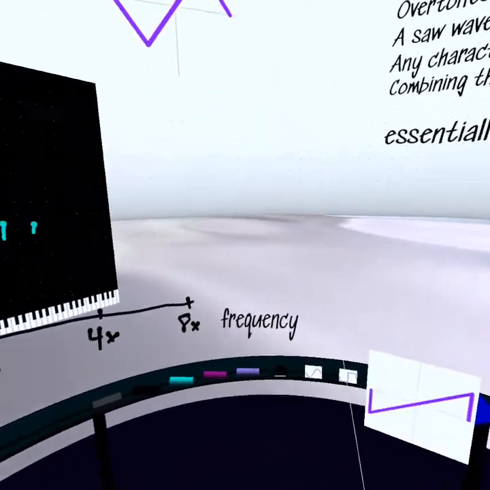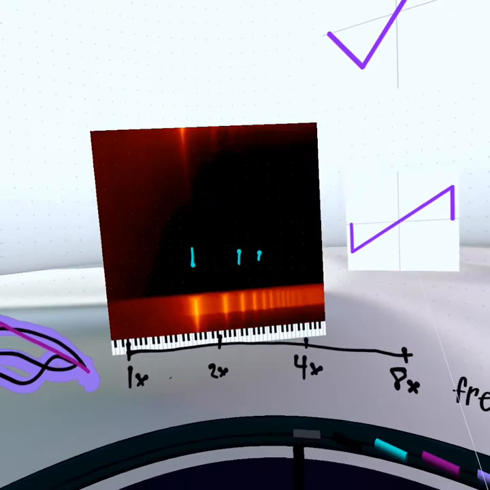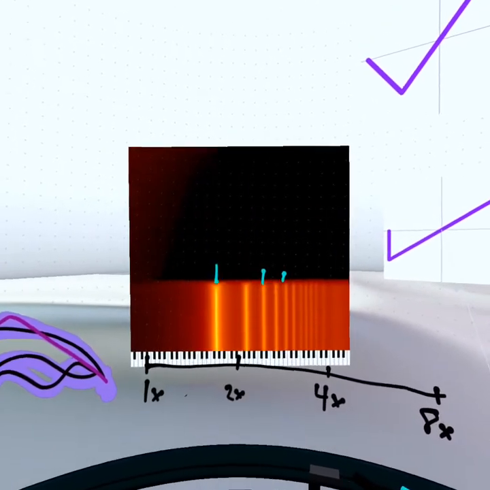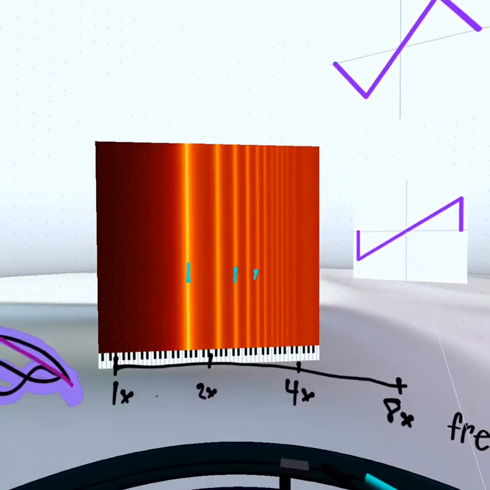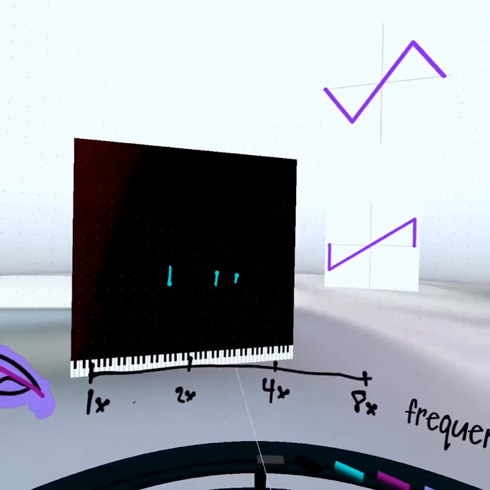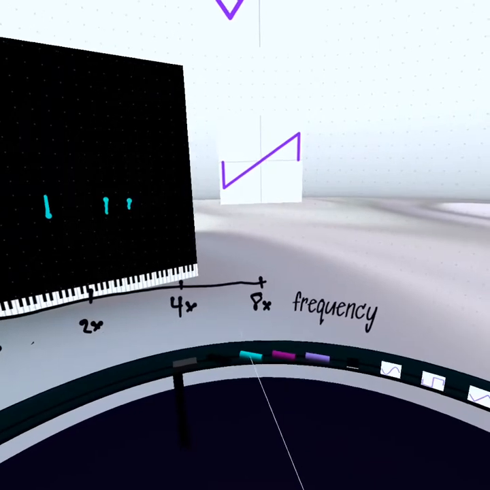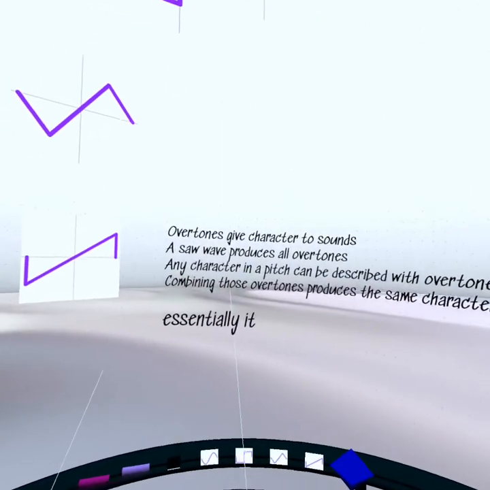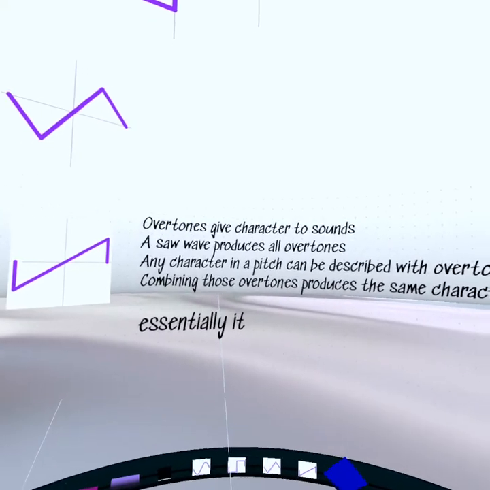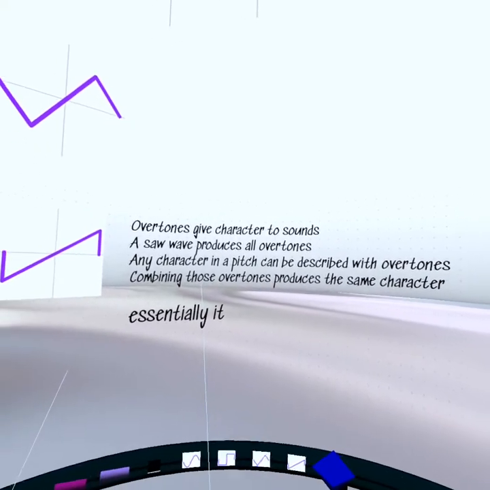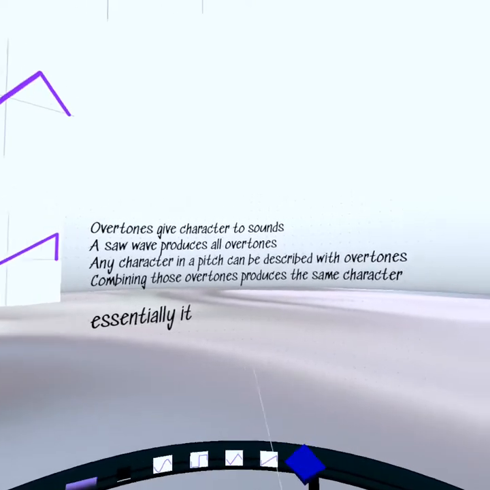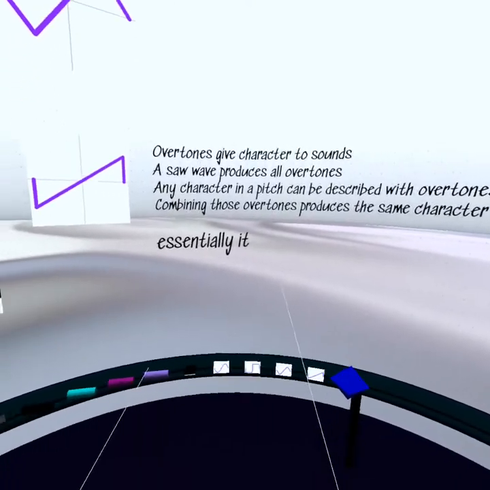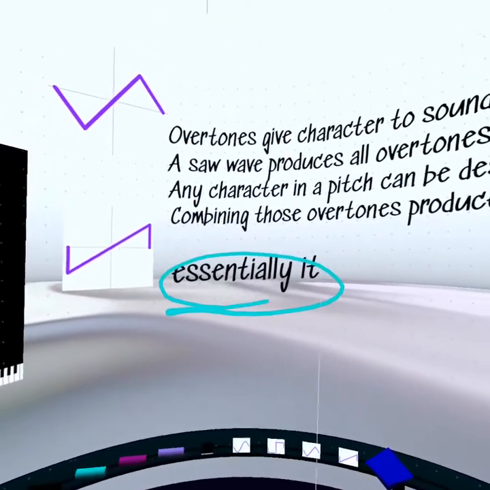The saw wave is interesting because, well, it's very buzzy, but it produces all of the overtones. So you see it's at 1, 2, 3, 4, 5, 6, every single overtone. And that is essentially it. Overtones give character to the sounds, and a saw wave produces all of these. Any character in a pitch can be described with overtones, and combining those overtones can produce that same character. And that, my friends, is essentially it.